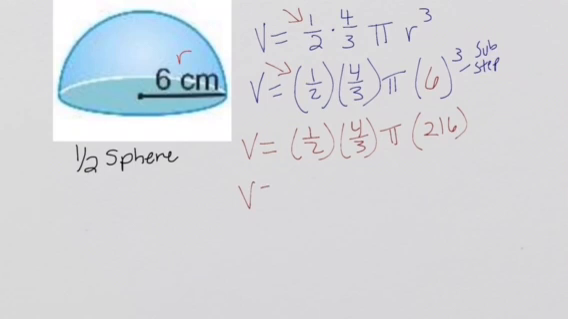Now I'm going to multiply on my calculator 1/2 times 4/3 times 216, and that's going to give me 144 pi centimeters cubed. When I multiply 144 times pi, I'm going to get 452.4 centimeters cubed. And now you're ready for your volume test.